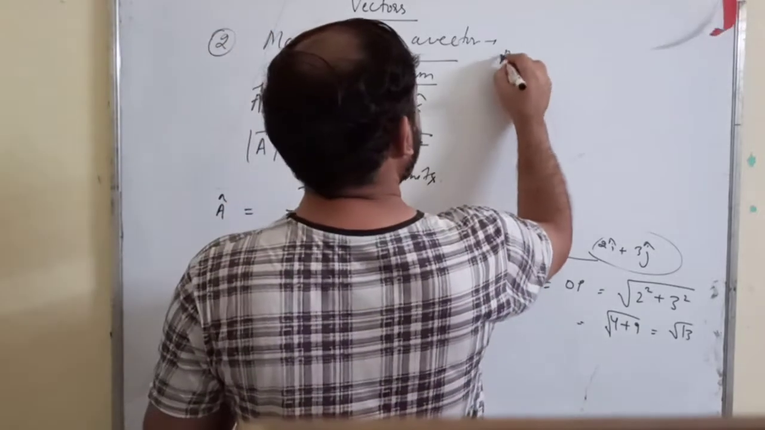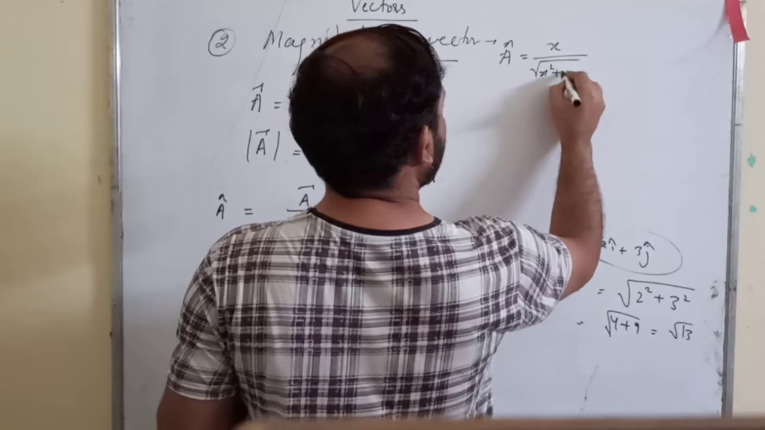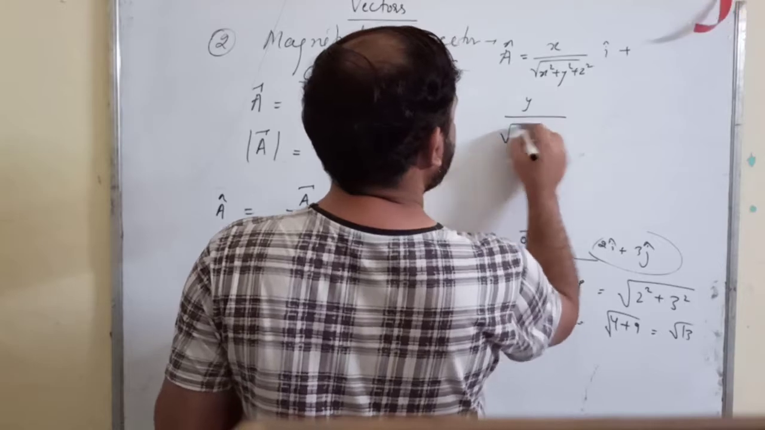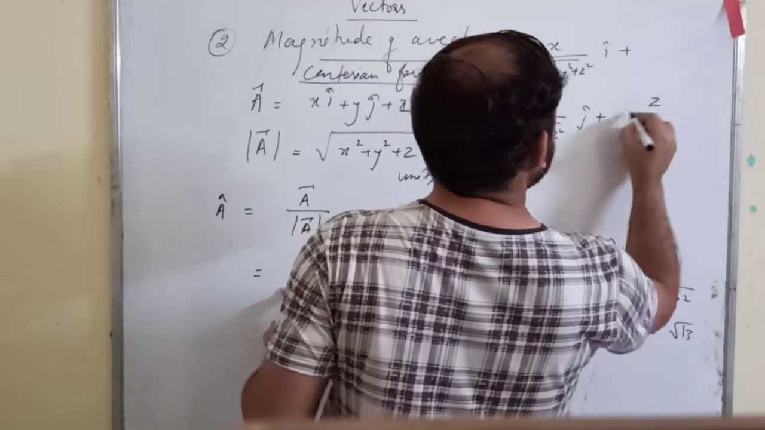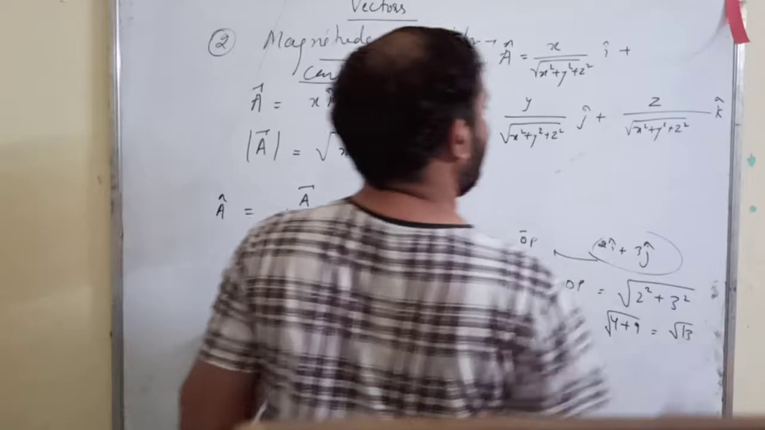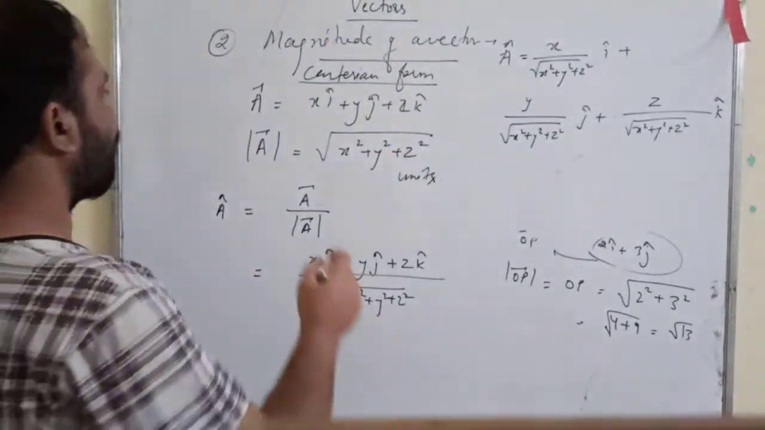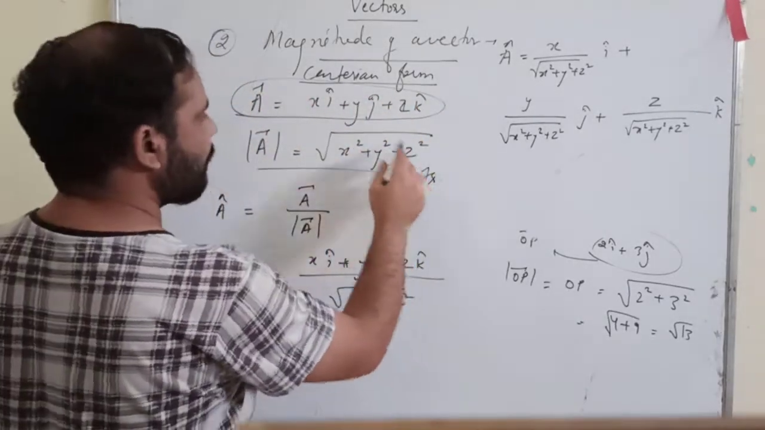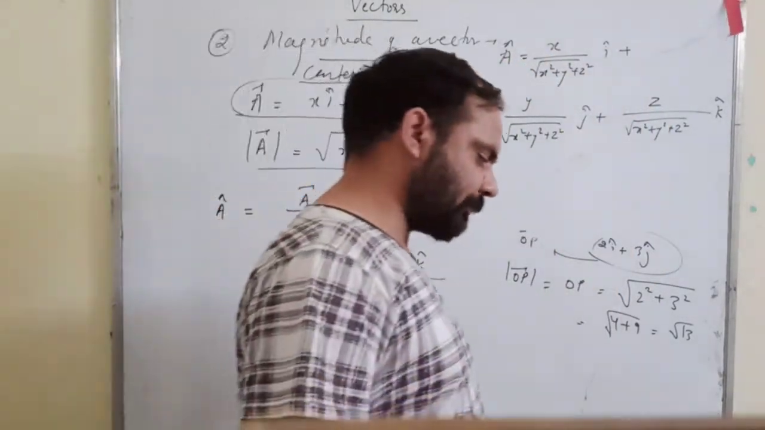So how much is my a cap? It is x upon under root x square plus y square plus z square i cap, plus y upon under root x square plus y square plus z square j cap, plus z upon under root x square plus y square plus z square k cap. This is the expression to obtain the unit vector for a vector which is given in Cartesian coordinate form, right? So this is magnitude and this is the expression for unit vector, right?